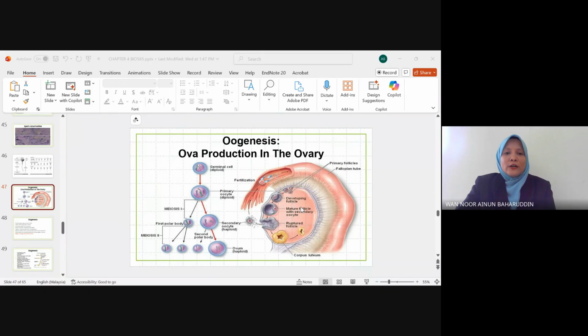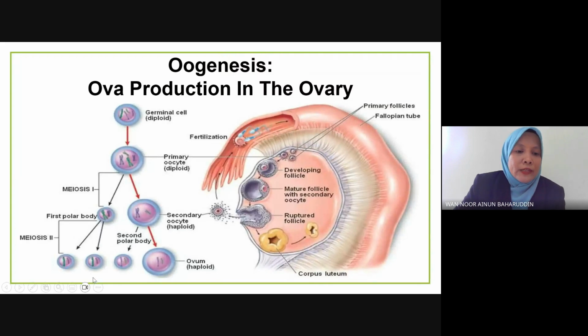As we have promised before, now we continue on the next part for gametogenesis. This part is mainly for female oogenesis, meaning the ovum, how the ovum develops, and what processes are involved there. So in the ovary itself, it is the main part where oogenesis takes place.